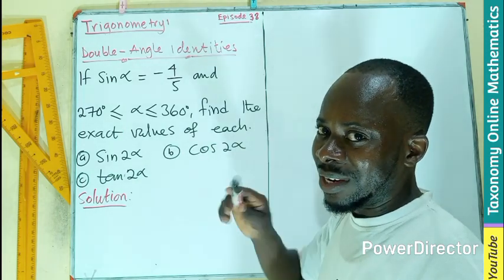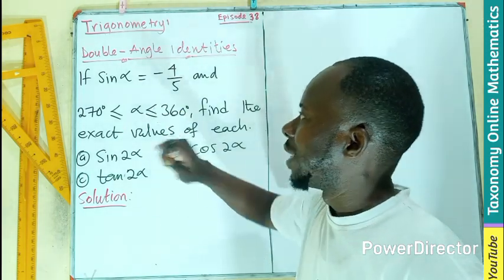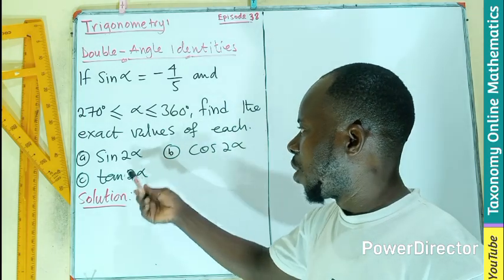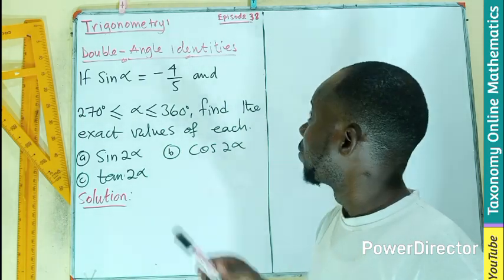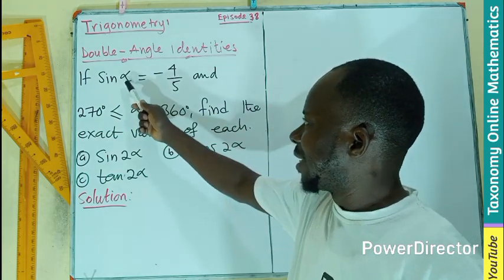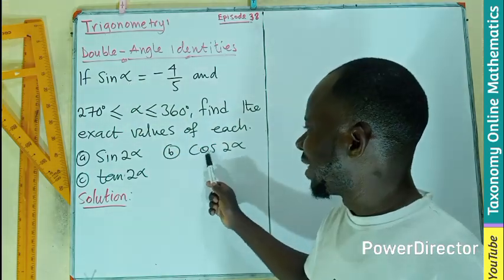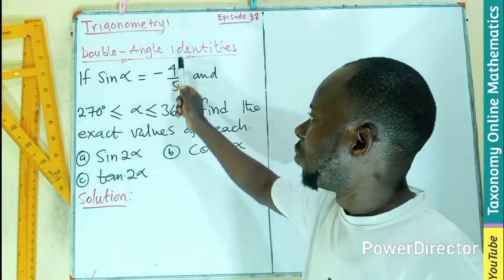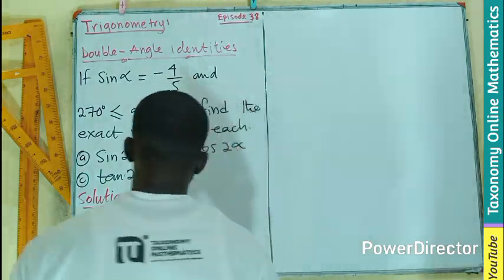Remember, we are still on the second episode of the double angle identities. We have developed all of these identities in the previous episode, so this is known. We also need the cos of alpha and the tan of alpha, so we can use this to derive that.